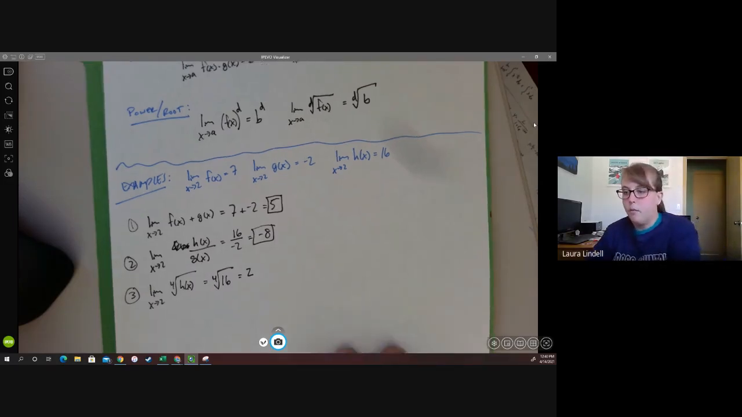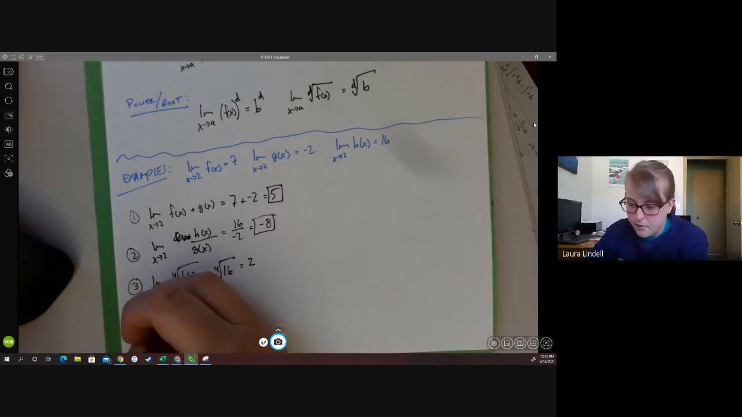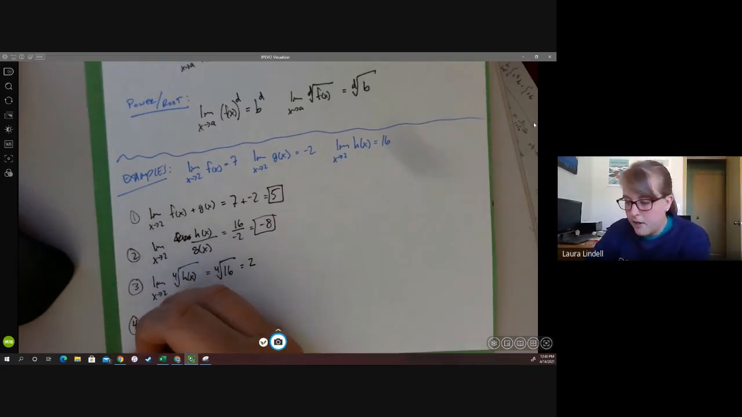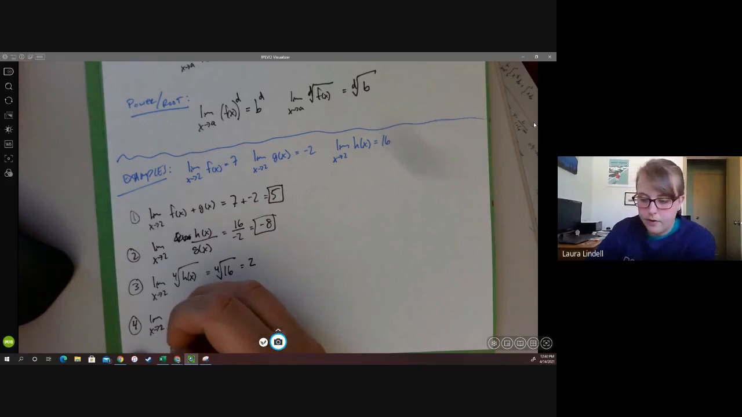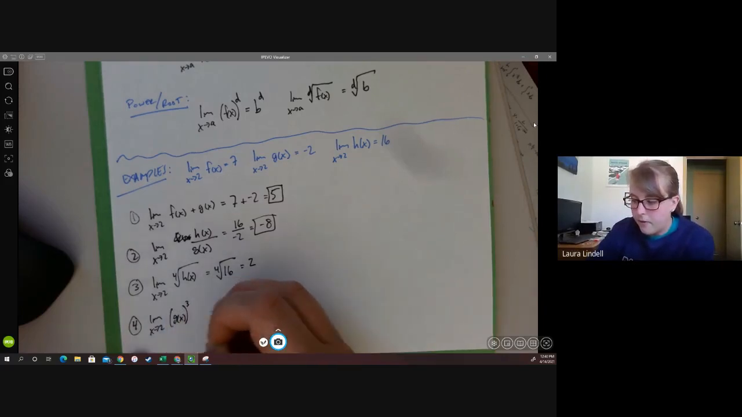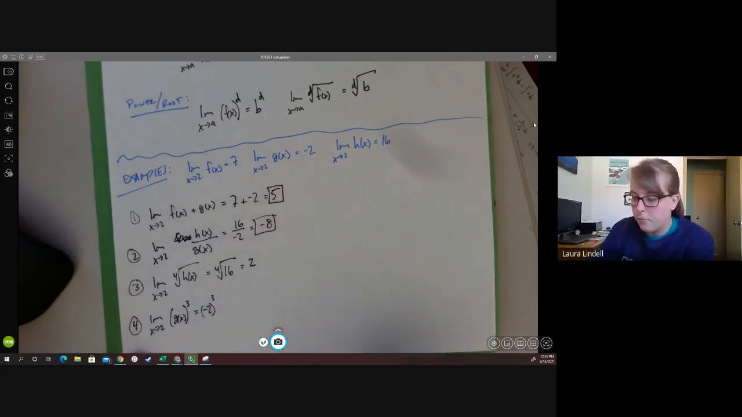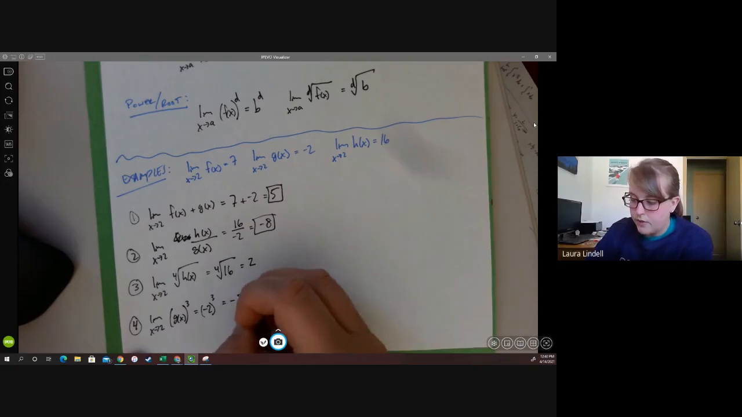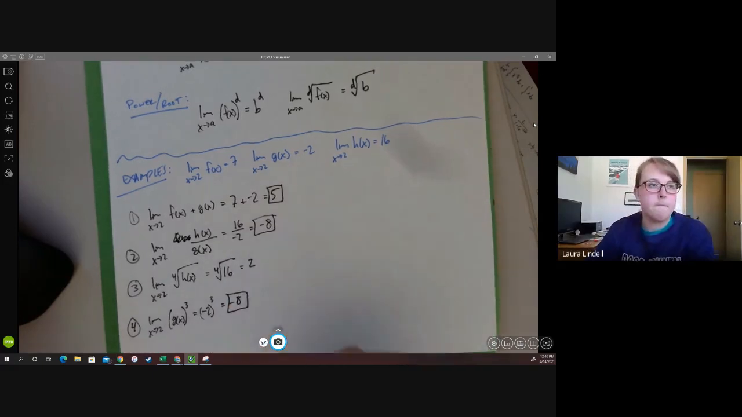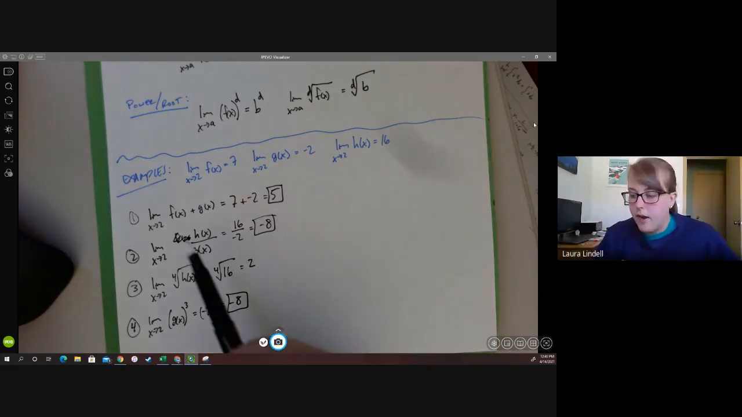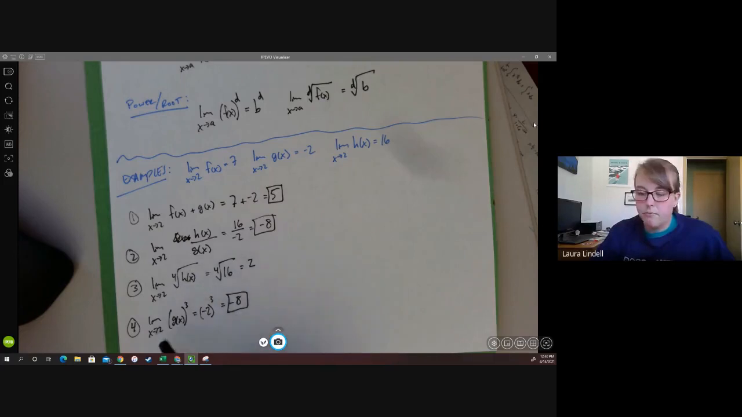All right. And then one more basic example here. Limit as x approaches 2 of g of x to the 3rd power would give us -2 to the 3rd power, which is -8. Okay, so those are all kind of simple examples of how these are used, either adding or dividing or rooting or powering or anything like that.